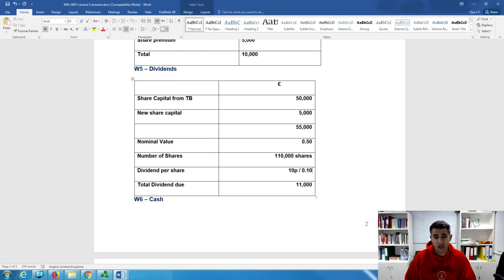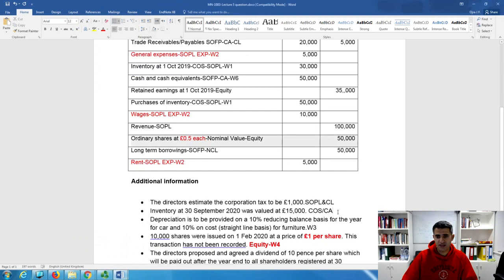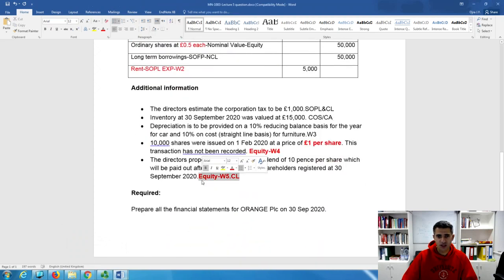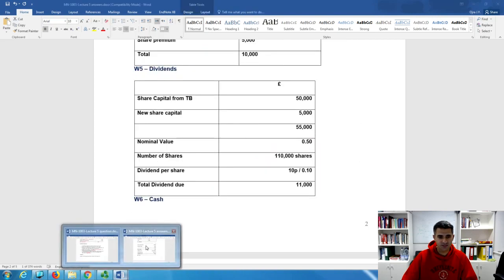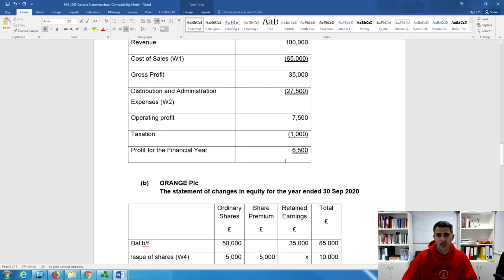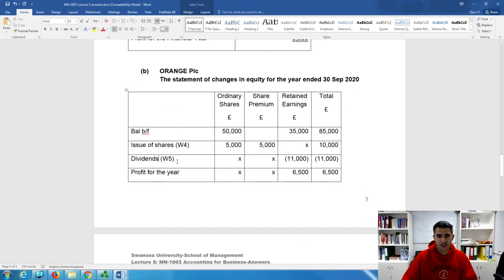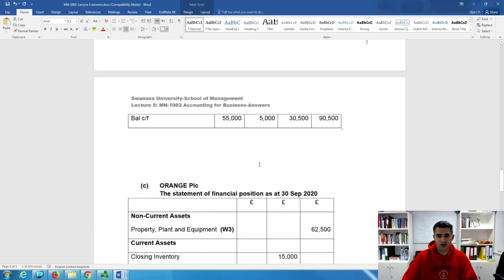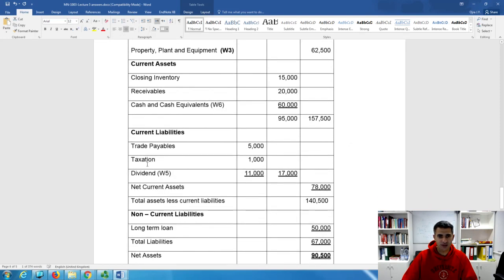Remember, guys, be careful. So £11,000 is the dividend due, and as I mentioned in the notes, the dividend should be going to statement of change in equity, but also in current liability. So as you see here, dividends W5 should be recorded under statement of change in equity under retained earnings, but also should be included under the current liability because it's an obligation on the business.